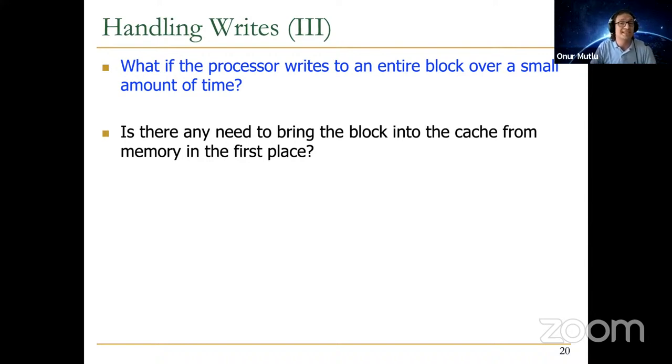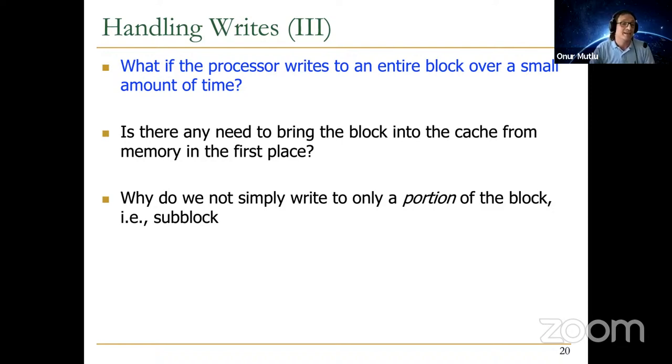Can we actually design a cache that gets the benefit of this, that doesn't bring the entire cache block whenever we're writing to a full cache block from the processor? So basically, why do we not simply write to a portion of the block and designate that portion as a sub-block and then not bring the data from memory? Because we don't need to know what was in memory. We're just writing to that location, right? We're not reading from that location.